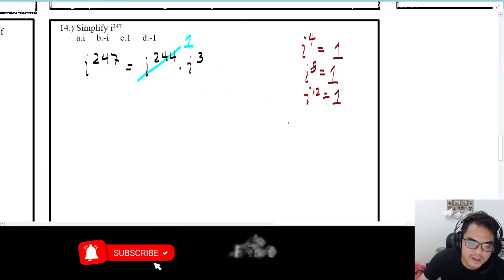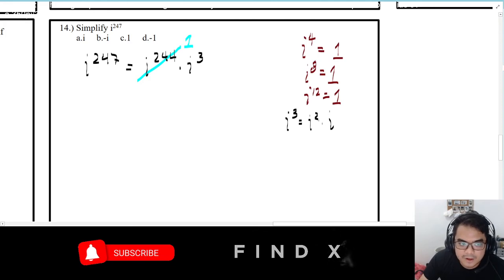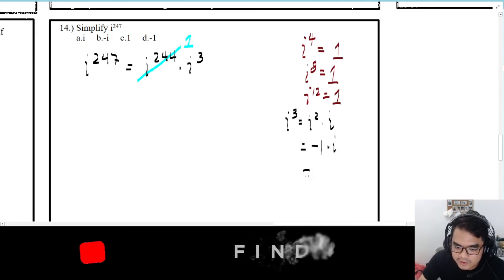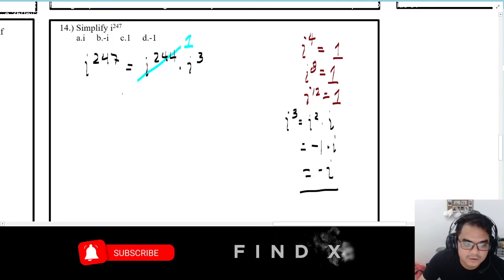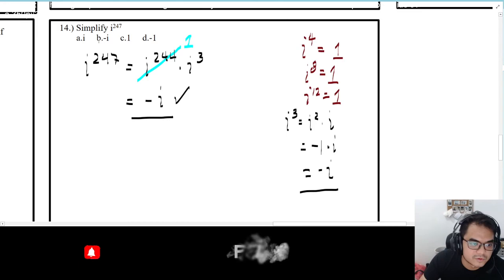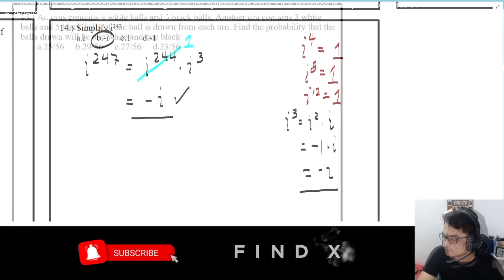And how about i cube? So for the i cube, we can rewrite this as i squared times i, right? But i squared is equal to negative 1 times i. Therefore, the answer is negative i. So for this one, this is negative i. So the answer is letter B. Okay. So let's have the next one.